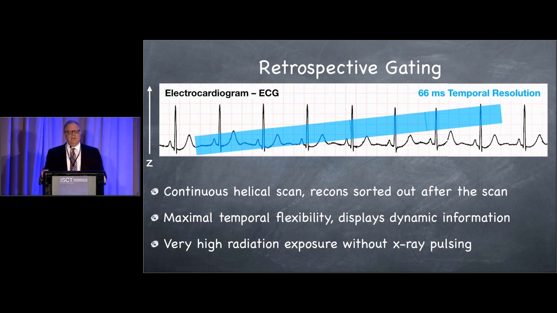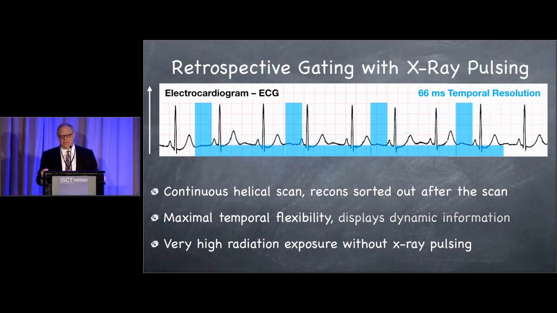Now compare that to retrospective gating, where retrospective gating is when we have a continuous helical acquisition that is typically with a relatively low pitch factor, probably about 0.2 in most cases. Here you can see that is modeled by this blue line as we go from the Z position of 0 through the heart. It offers maximum flexibility, displaying dynamic information, but without any modulation of the X-ray source can result in a very high radiation exposure to the patient.